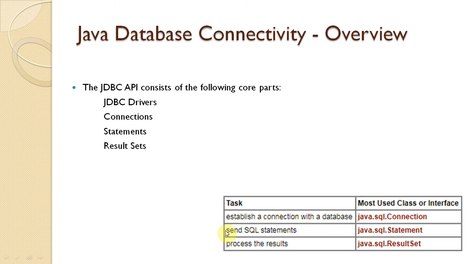Here is an example class for each. If you want to establish a connection with the database, we have to use java.sql.Connection. In the case of an SQL statement, we have to use the java.sql.Statement class, and to process the result we need java.sql.ResultSet. All these things will be explained in detail in the coming slides.